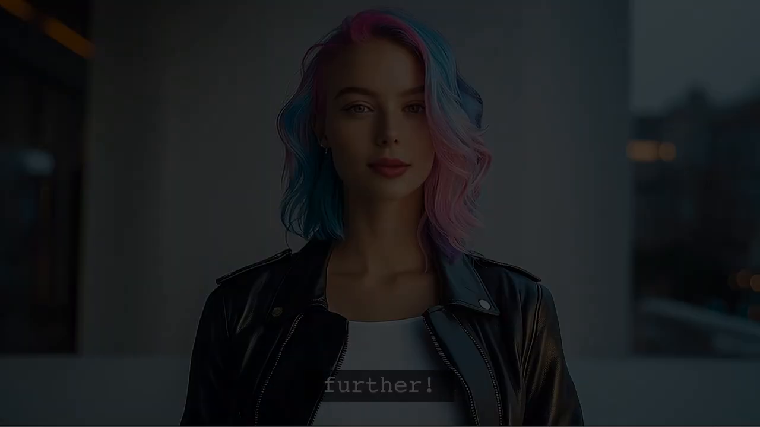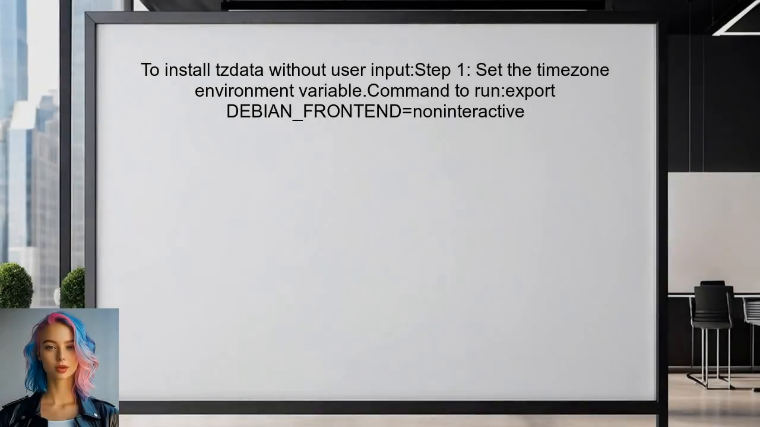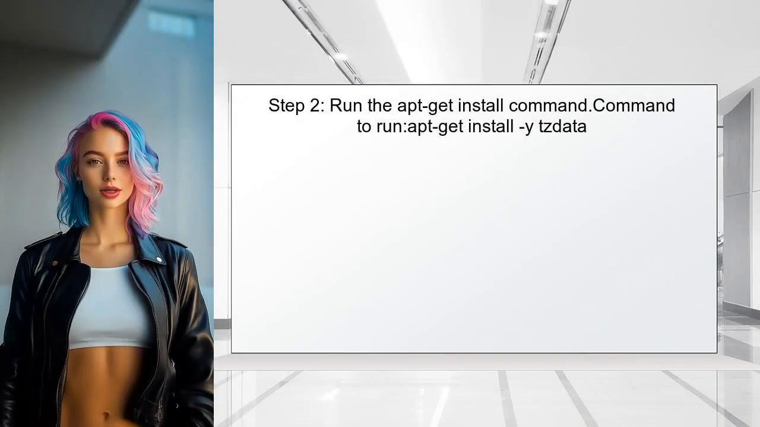To install the tzdata package without user input, the user can set the time zone environment variable before running the installation command. Next, the user should run the apt-get install command with the non-interactive option. This will allow the installation to proceed without prompting for user input.